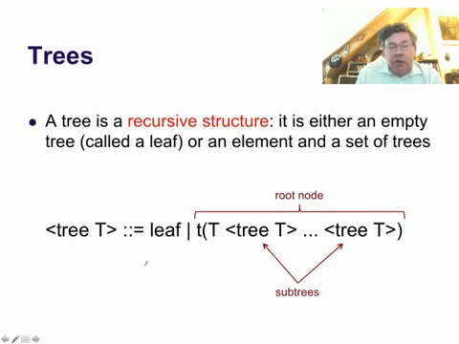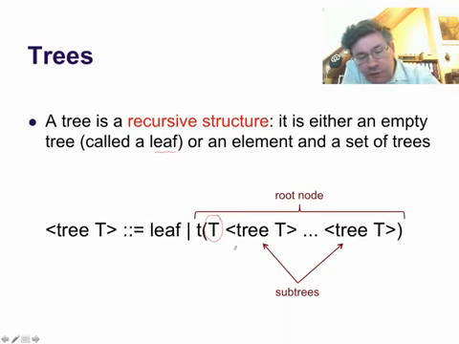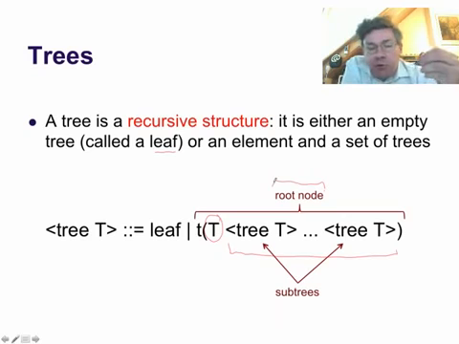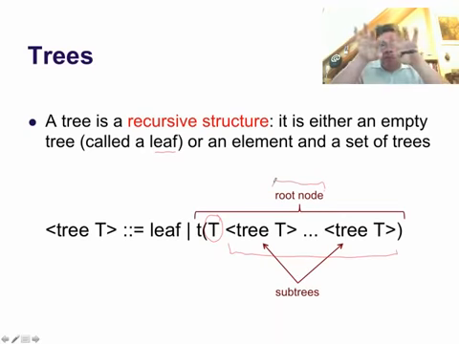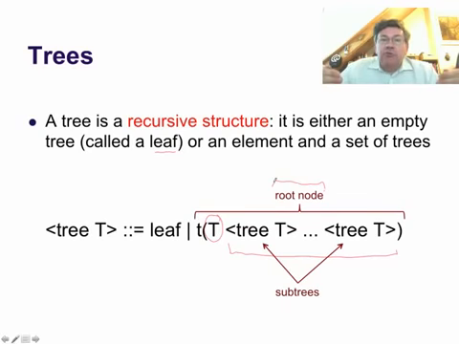So a tree is a recursive data structure. It's either an empty tree, which is called a leaf, or there's an element here of type T and a set of subtrees. So the trees that are underneath the main tree, which is called the root node, are called subtrees. So this is kind of a bifurcating structure. We start with a single root node. We have a number of subtrees, and each subtree has its own root node and subtrees, and so on until we reach all the leaves.